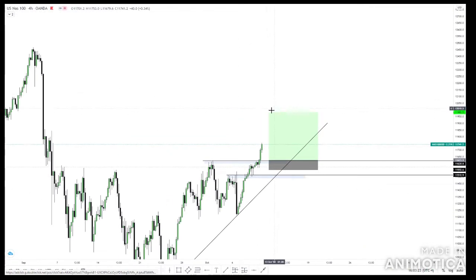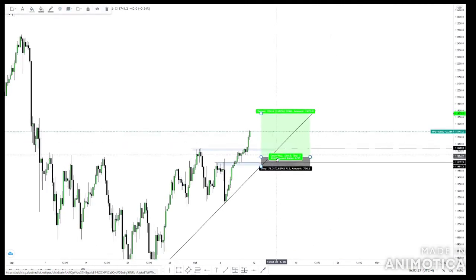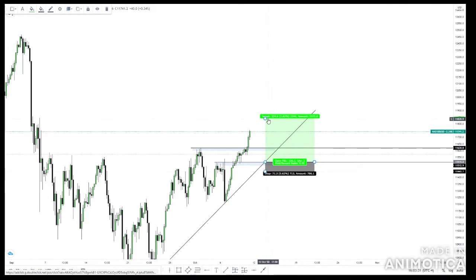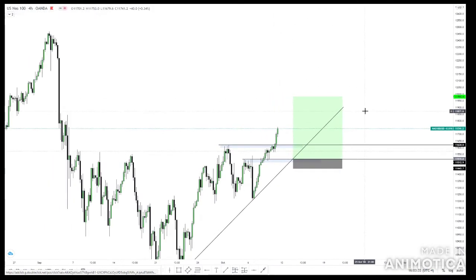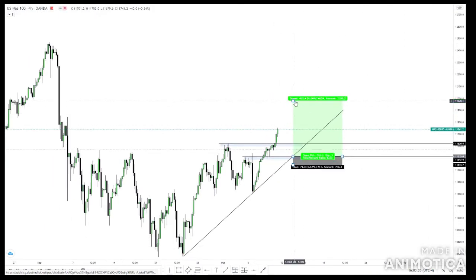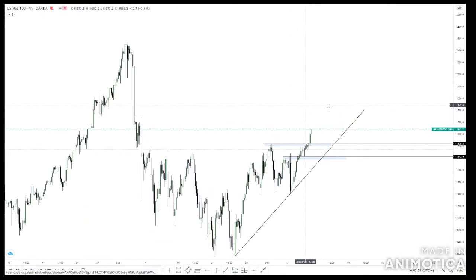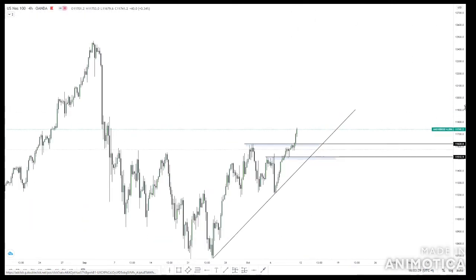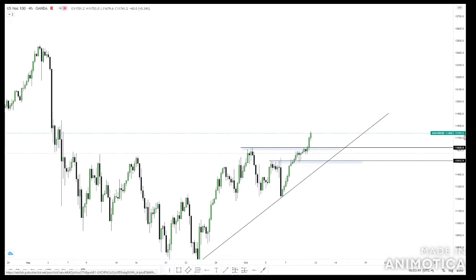Stop loss right below there, and then obviously you would take whichever amount you're happy with. If she pushes lower here towards the trend line, you would take your profits which you're happy with. That's one way to look at it if you're looking to buy Nas.